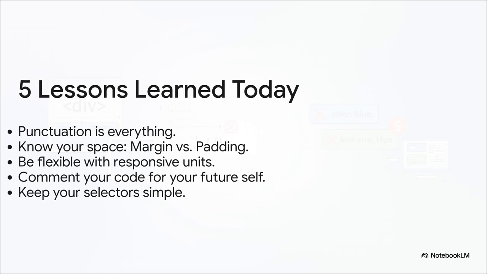Okay, so let's do a super quick recap. What did we learn? 1. Punctuation is everything, so check those semicolons. 2. Know your space. Padding is inside, margin is outside. 3. Be flexible. Use responsive units so your site works everywhere. 4. Comment your code. Your future self will thank you. And 5. Keep your selectors simple. I promise, if you master these 5 things, your whole experience with CSS is going to get so much better.